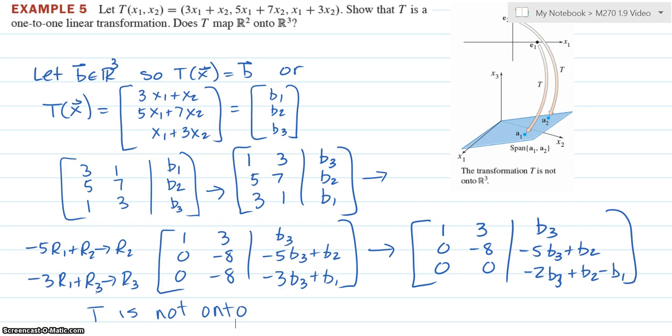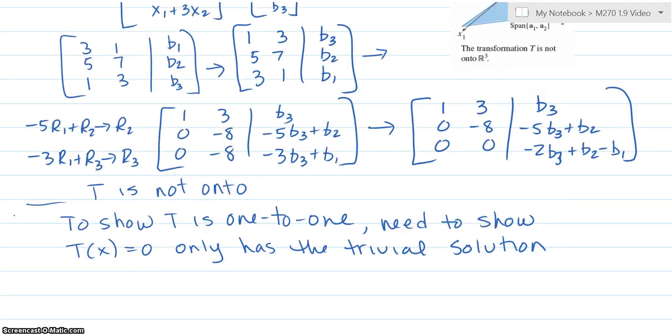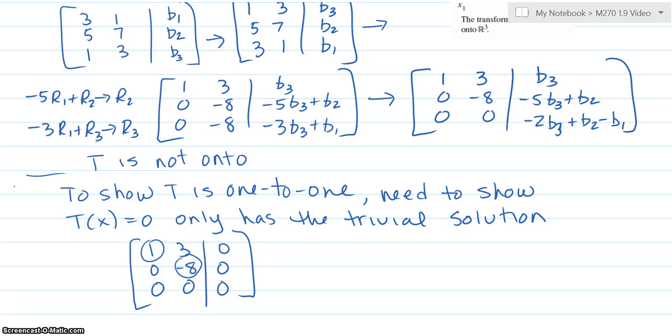What about 1-to-1? To show T is 1-to-1, we need to show T of x equals 0 only has the trivial solution. So I just put zeros here, which means I would just have zeros there. All the steps would be the same, but this last column would be zeros, and I only have 2 pivots. It only has a trivial solution, so it is 1 to 1.